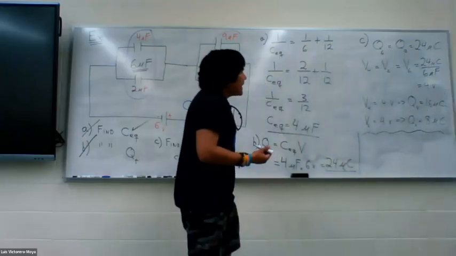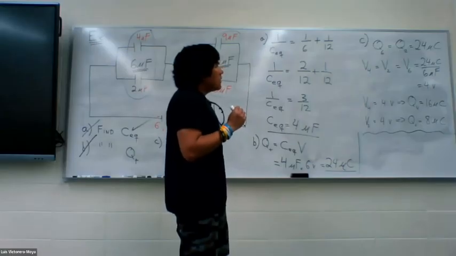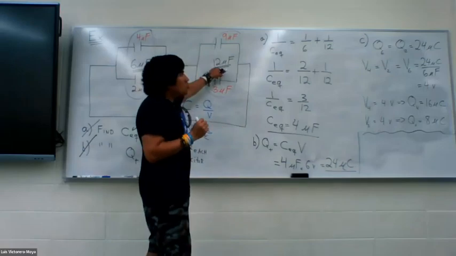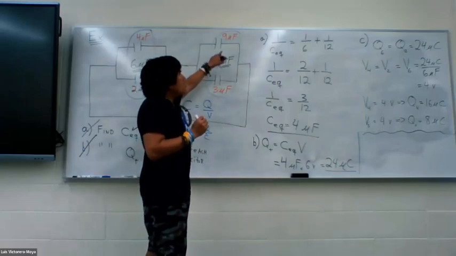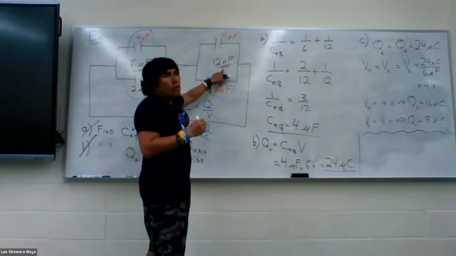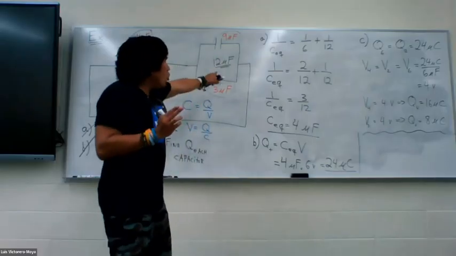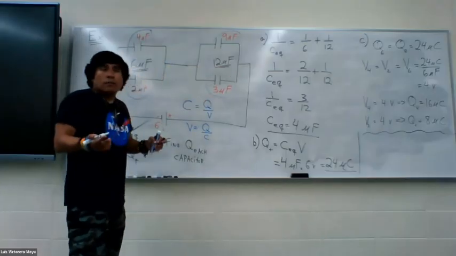For 9 and 3, the analysis is the same. The voltage on 9 is equal to the voltage on 3 is equal to the voltage on 12. The voltage on 12 will be 24 divided by 12, which is 2 volts. How do I know that's correct? Because 2 plus 4 is 6. Conservation of energy.